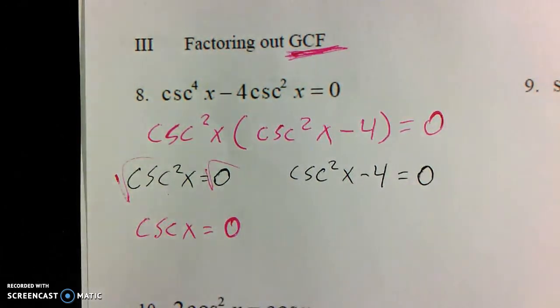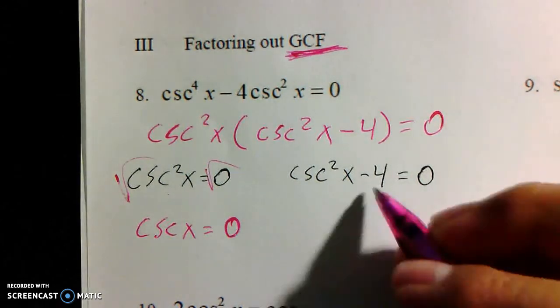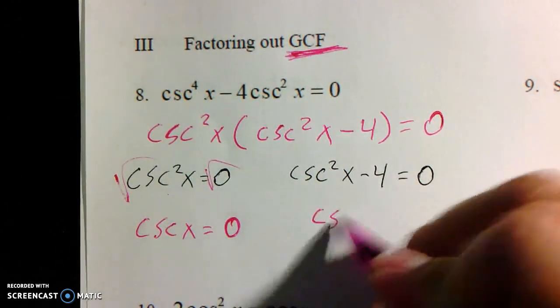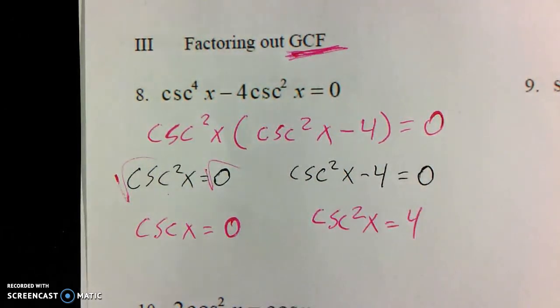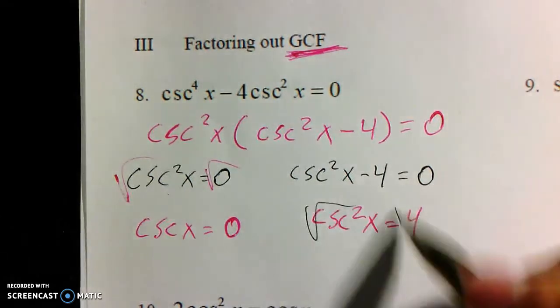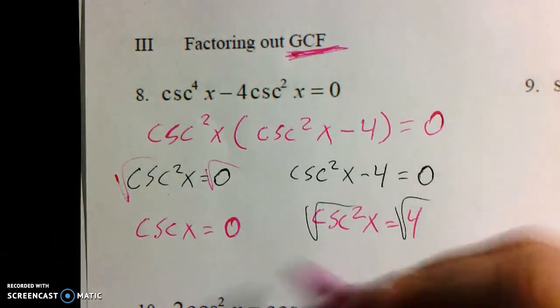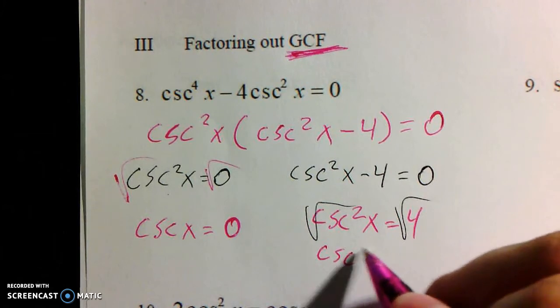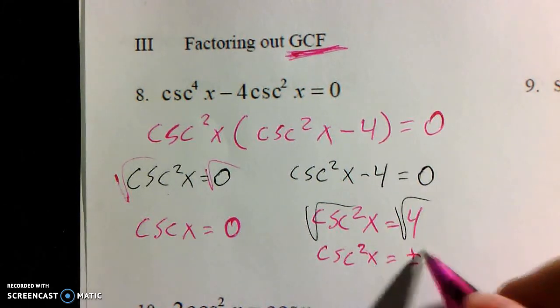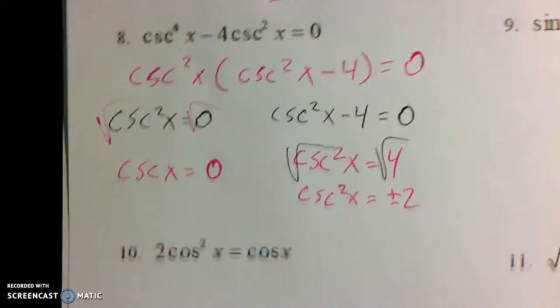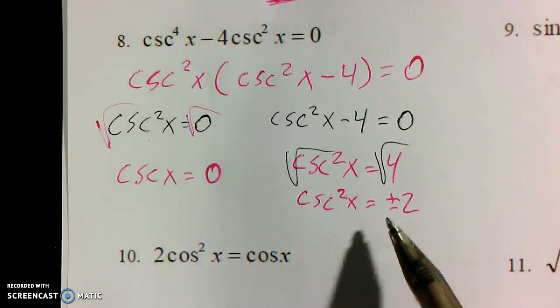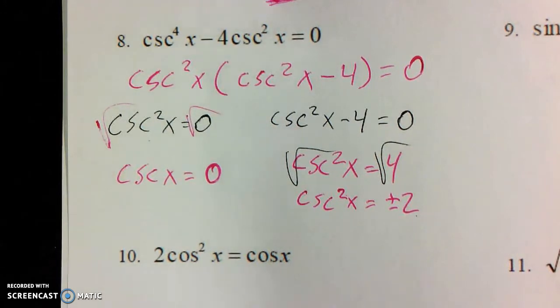And then for the other one, I want to add 4 to both sides. Cosecant squared x equals 4. Then the same thing, I square root both sides. So cosecant x equals positive and negative 2. So you need all the angles that give you cosecant is positive 2 or cosecant is negative 2. So for number 8, you might even have 6 answers, I believe. You might have 6 answers.